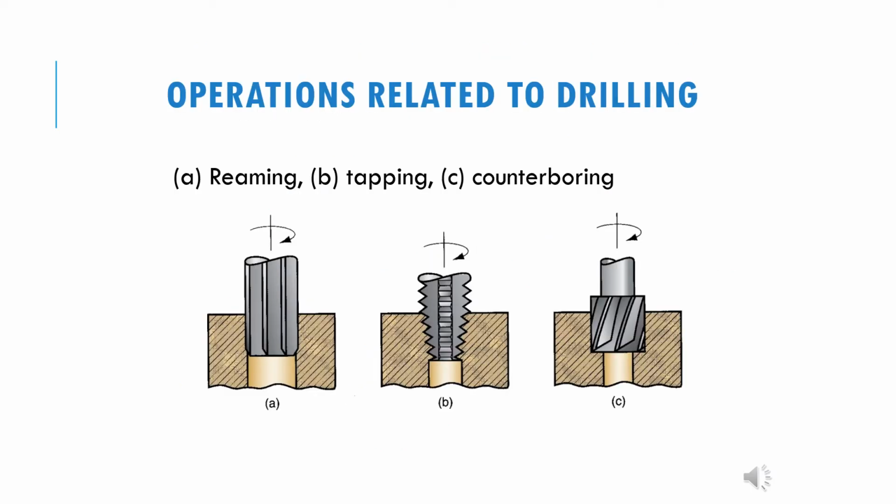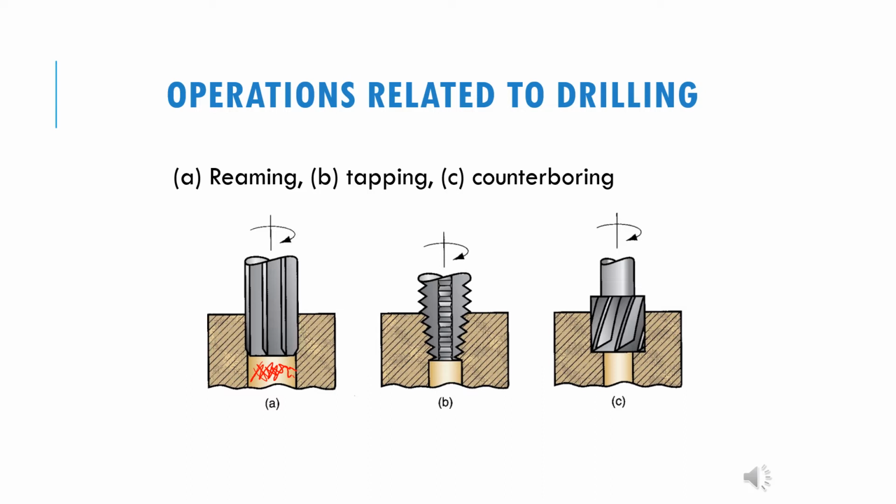Here are some operations related to drilling. For example, A is reaming. Reaming is usually used to enlarge the hole to get a close tolerance, or to improve the surface roughness inside the workpiece, because sometimes after the drilling process there will be a BUE inside here. So reaming can be used to clean the surface and make a very good surface for the hole.